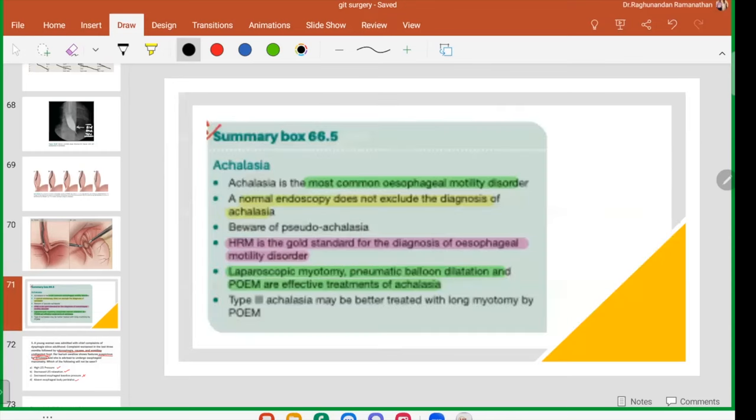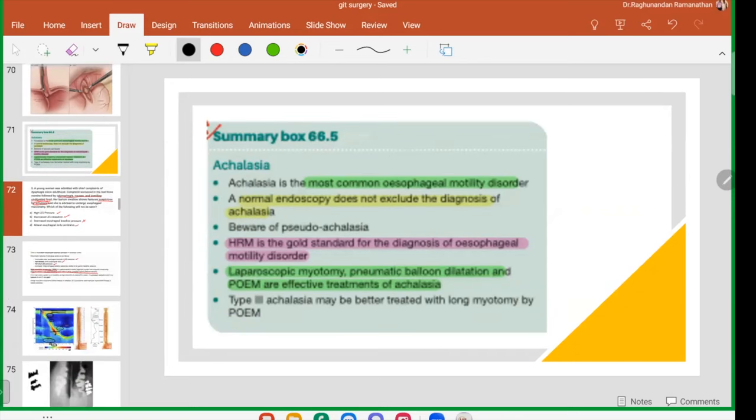And to summarize, achalasia is the most common esophageal motility disorder. A normal endoscopy does not exclude the diagnosis of achalasia. Beware of pseudoachalasia, which is caused by cancer. High resolution manometry is the gold standard for diagnosis. Laparoscopic myotomy, pneumatic balloon dilatation, and POEM are effective treatments. Type 3 achalasia may be better treated with a long myotomy by POEM. This is exactly the summary given by Bailey and Love. I'm taking it from Bailey and Love only.